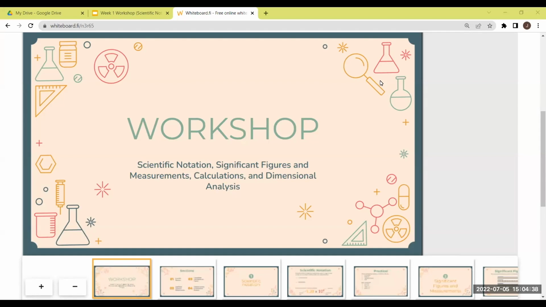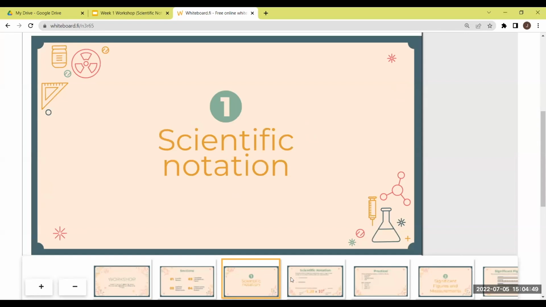So welcome to the workshop. Today we'll be going over scientific notation, significant figures, measurements, calculations, and dimensional analysis. And so our first section is going to be scientific notation.